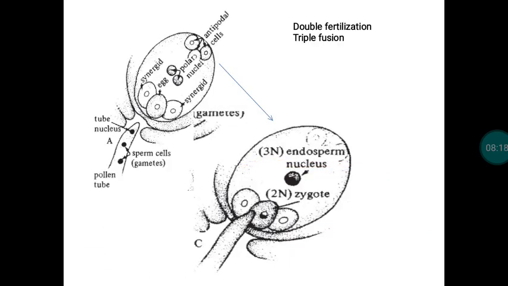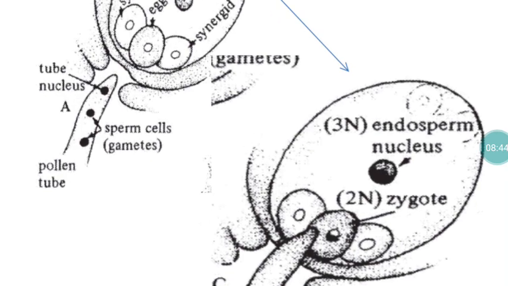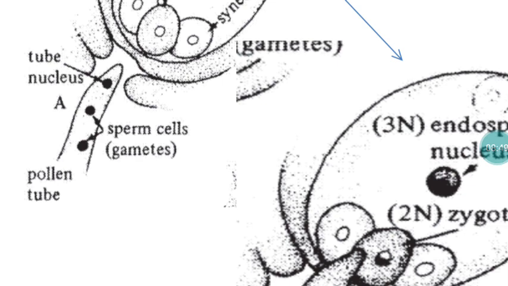So the next one: the pollen tube will carry three nuclei. One is the tube nucleus. As and when it reaches the embryo sac, the tube nucleus will disintegrate. That nucleus is a guiding nucleus for placing the pollen tube into the embryo sac. Whereas the pollen tube will have two sperm cells, two male nuclei, which are haploid in nature.